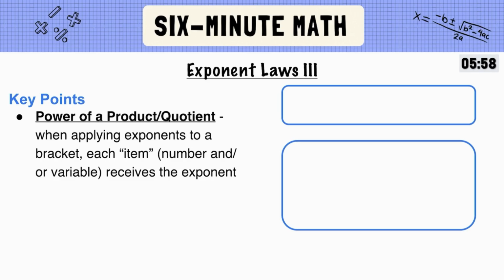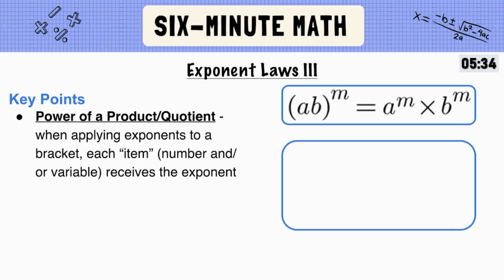Our key points today when we are discussing the power of a product or power of a quotient laws is that we are going to apply the exponents of a bracket to each item in that bracket. Now, the items in the bracket are going to be the numbers and/or the variables attached in the brackets.